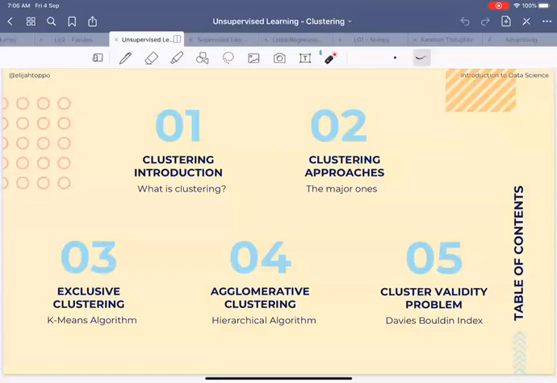So within this approach of unsupervised learning, we will look at what is clustering. We'll look at different approaches for clustering. We'll see two major approaches. One is exclusive, one is agglomerative. And we'll see two different algorithms, and we'll try to get an idea of how these algorithms are working. And we'll also see our cluster validity problem and how we can use an index like the Davies-Bouldin index to identify how good or how bad our clustering solution looks.